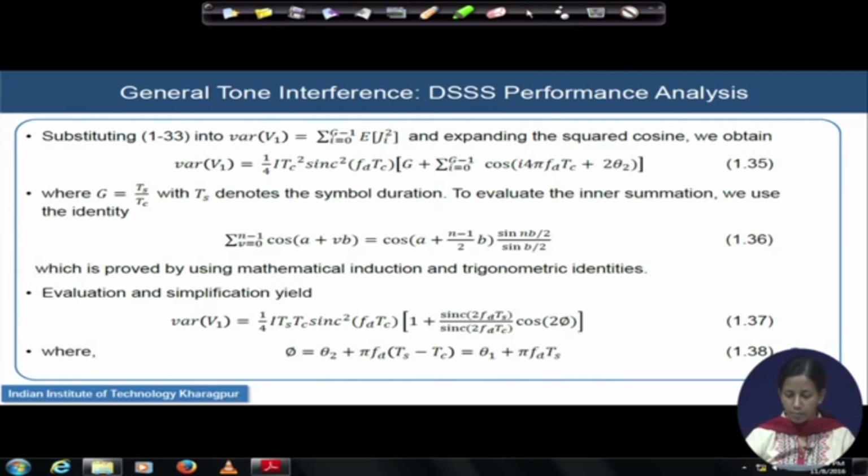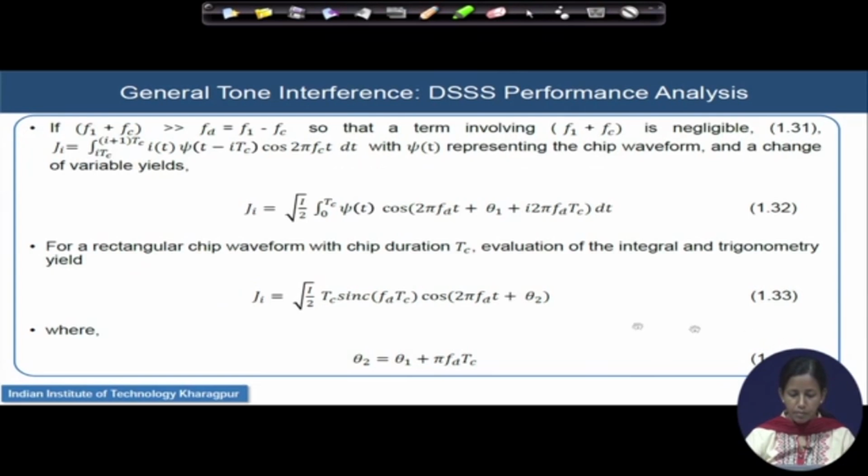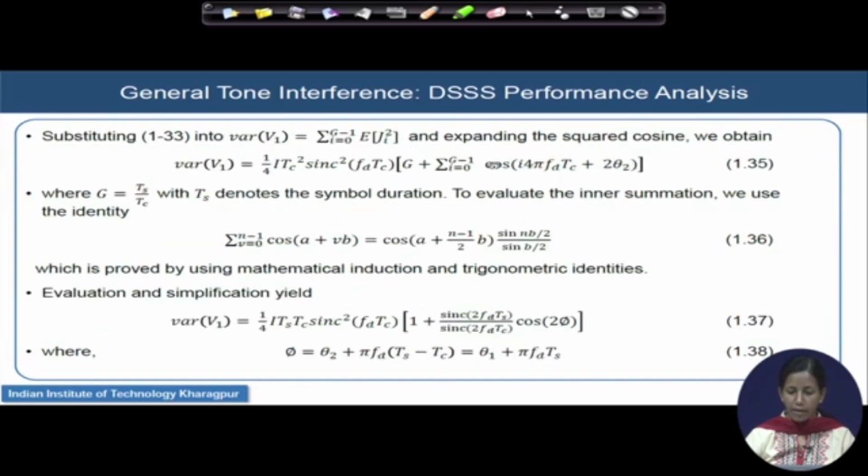Let us go back. Remember, here we have a term of cos 2 pi f d t plus theta 2, and squaring up that term will lead you to cos square theta, and if I add 2 cos square theta, it will be 1 plus cos 2 theta. So, based on that and summation over the G, that 1 will turn to G, and here you will get that summation left over the cos 2 theta section. So, simply, the remaining part is squared up, nothing else has been done.